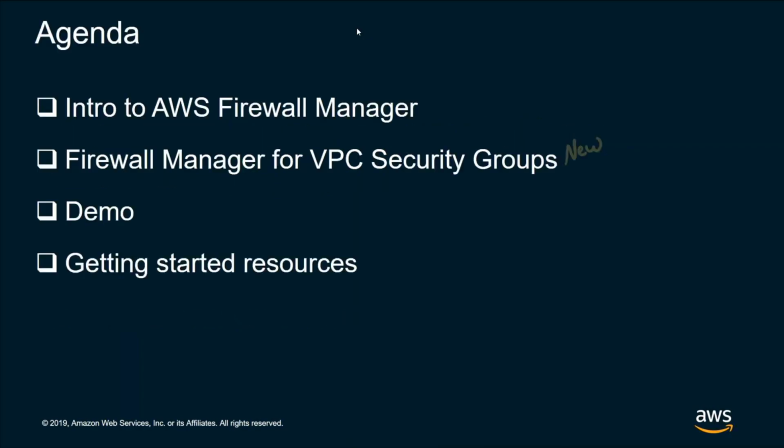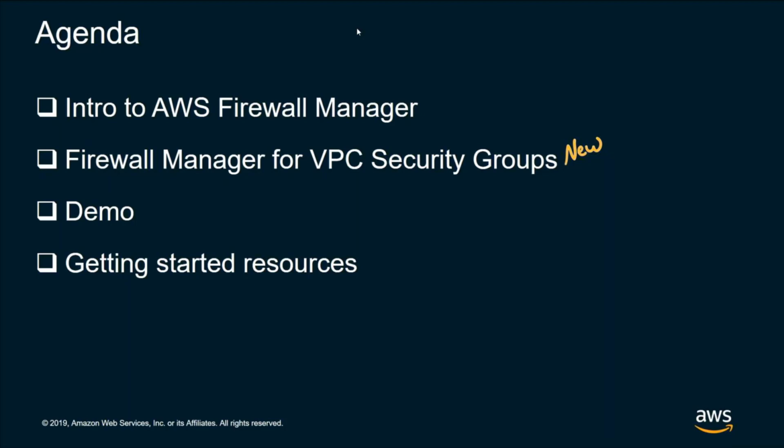A quick agenda for the session today. For some of you who might be new to Firewall Manager, we'll first talk about an introduction to what is AWS Firewall Manager. And then we'll specifically talk about Firewall Manager for VPC Security Groups. That's the new capability that we launched earlier this month. And then we'll also have some time for a quick demo and a walkthrough of how you go about using Firewall Manager for VPC Security Groups. And then we'll wrap it all up with some getting started resources.